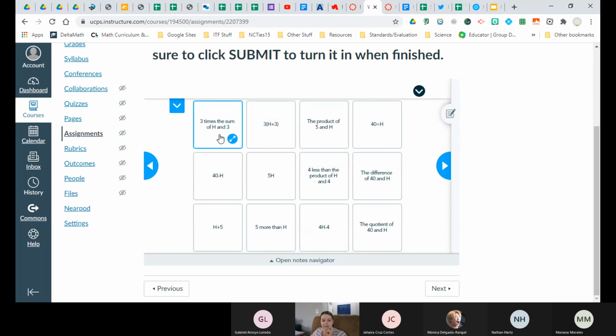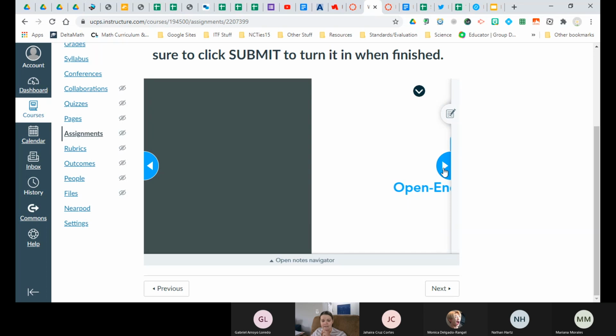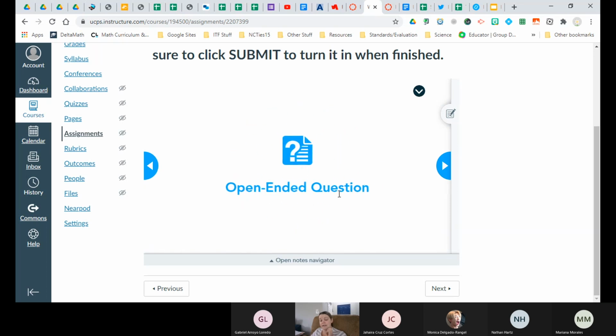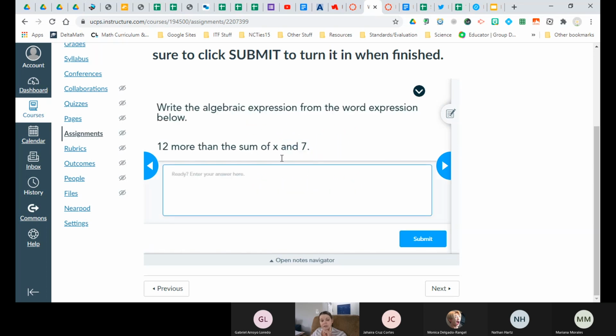So you're going to click on a card, and if you need to expand it out, you can click this little blue dot, and you are going to find the expression that it matches. And you're going to keep going until you get them all right. Okay, so you can have as many tries on this as you need. Once you're finished, the next few slides are going to be open-ended questions.